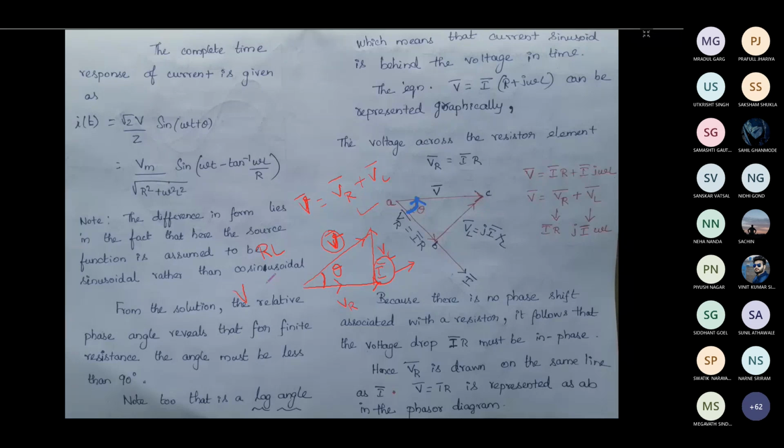So when you have a series RL circuit, the voltage will always lead the current by some angle theta, less than 90 degrees, and the current lags the voltage by some angle theta. Okay, that is what is mentioned here.